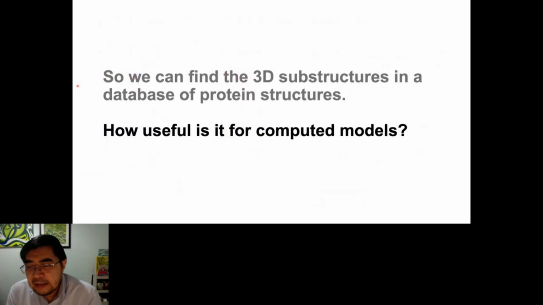So what I've been showing you are searches and discoveries that are happening for experimental structures. So how useful is this for computed models, especially in light of the flood of AlphaFold structures that are now available?